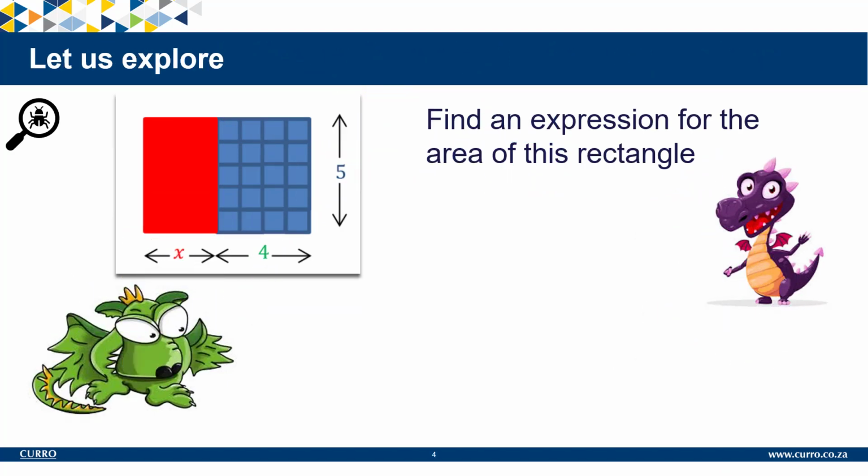Find an expression for the area of this rectangle. We know that area is length times breadth, so Zoot decides to break the big rectangle into two separate rectangles. He then calculates the area of each rectangle separately. For the red rectangle, the area is x times 5, and for the blue rectangle, the area is 4 times 5. This is then 5x plus 20.